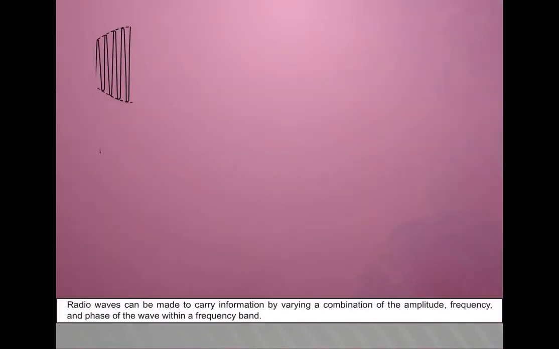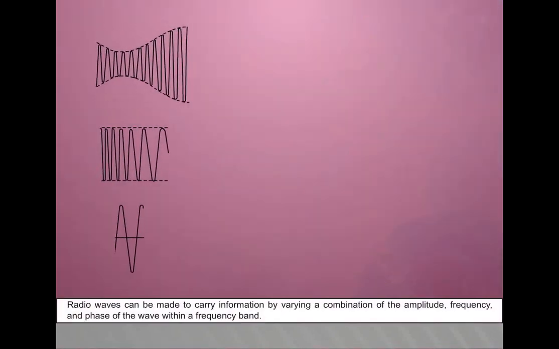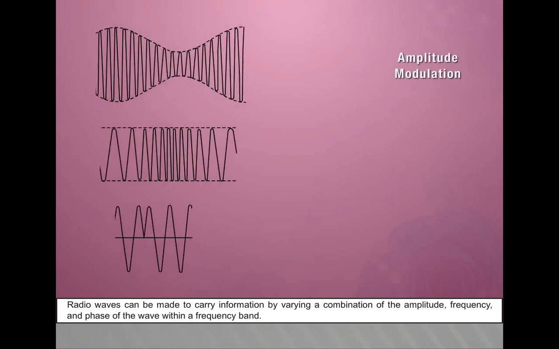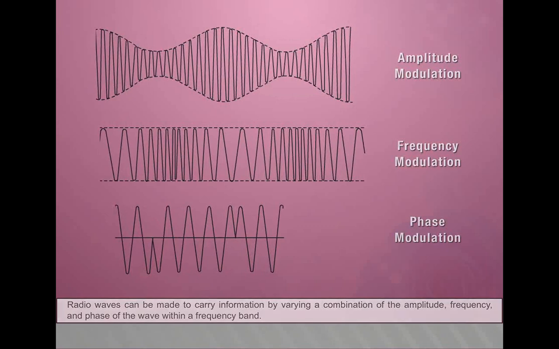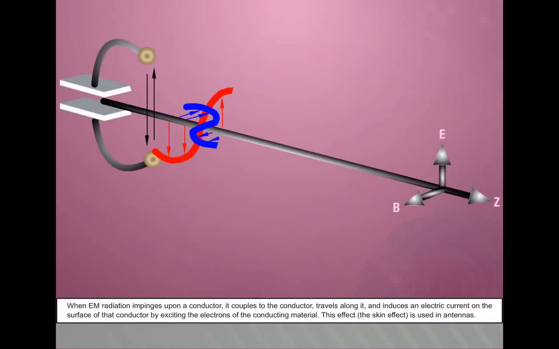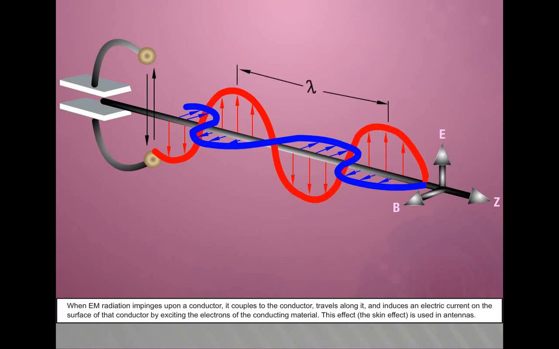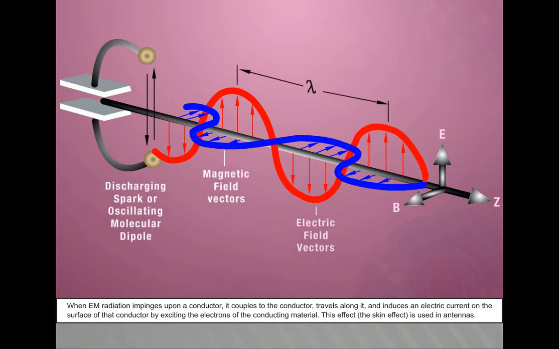Radio waves can be made to carry information by varying a combination of the amplitude, frequency, and phase of the wave within a frequency band. When EM radiation impinges upon a conductor, it couples to the conductor, travels along it, and induces an electric current on the surface of that conductor by exciting the electrons of the conducting material. This effect, the skin effect, is used in antennas.